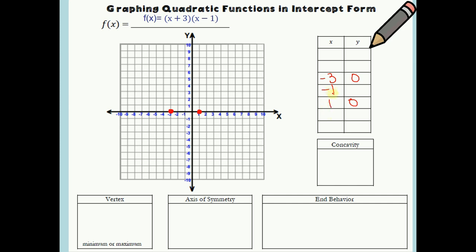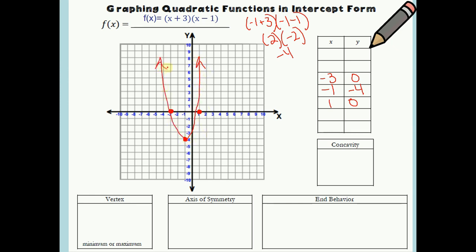Now, I don't know what the y value is, so we're going to have to take that negative 1 and plug it in. So I got negative 1 plus 3, negative 1 minus 1, so that'll be 2, negative 2, so that looks like it's negative 4. That will be where my vertex is located. So negative 1, negative 4.